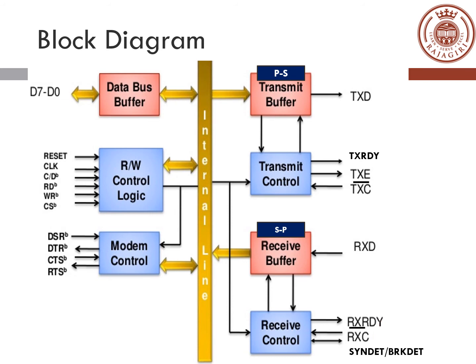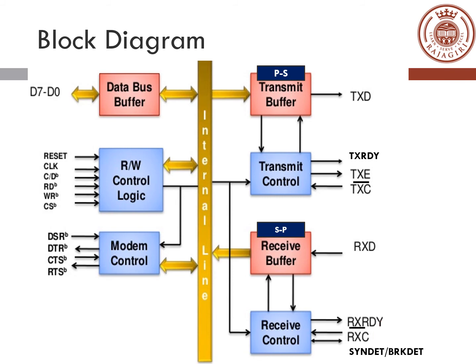The read-write control block has 6 inputs, which include the reset and the clock inputs coming from the pins, and C bar D, which tells whether the data being written into this chip is a control word or data to be transmitted, and RD, which tells whether the data is being written into the chip, or WR, which tells whether the data has to be sent out from the chip. And there is a chip select, which helps us select this chip by addressing.